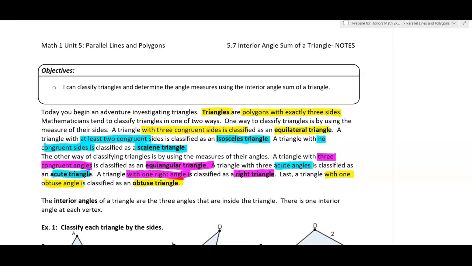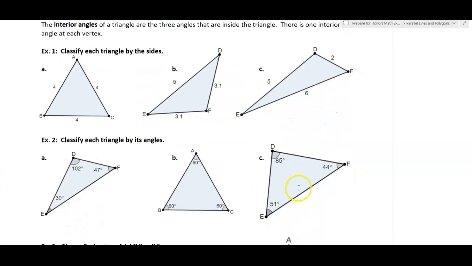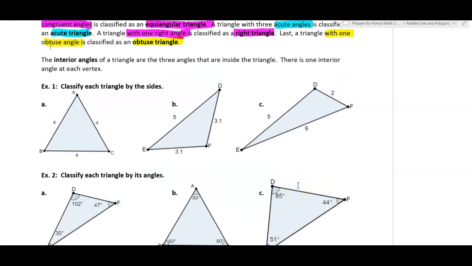So as we go down below, the interior angles of a triangle are the three angles that are inside the triangle. There is one interior angle at each vertex. We'll talk about that a little more when we get to the interior angle sum.